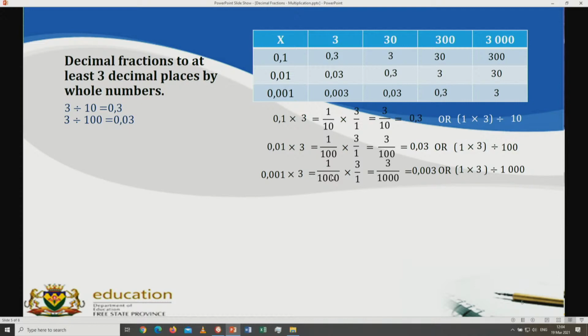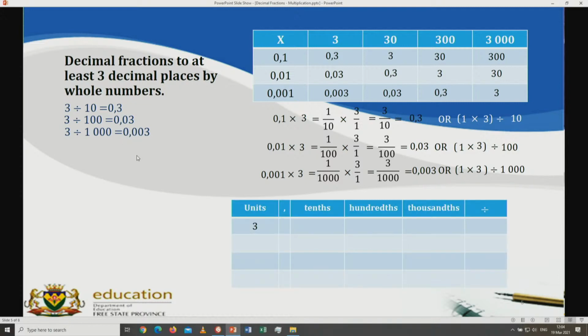And then thousandths, what is happening with the 1000 as well is that when you change it to common fractions, and then 3 ones. Remember, this is 3 ones, and then it's going to be 1 multiplied by 3 is 3 divided by 1000, which is 0,003, or 1 multiplied by 3 divided by 1000. Right? It gives us 0,003. What do we realize?